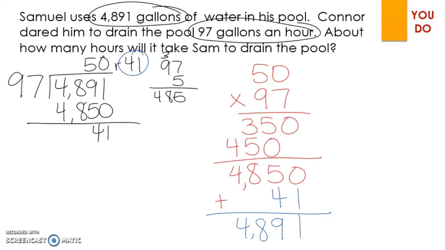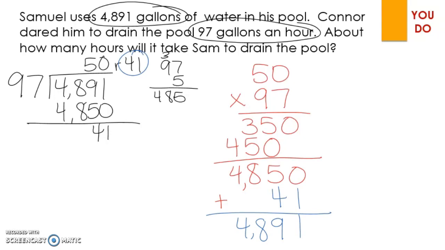Okay, here is the answer. You should have regrouped. No, you should have gotten a remainder, not a regroup. You should have gotten a remainder of 41 and your quotient should be 50. Now, how do we verify that that's correct?